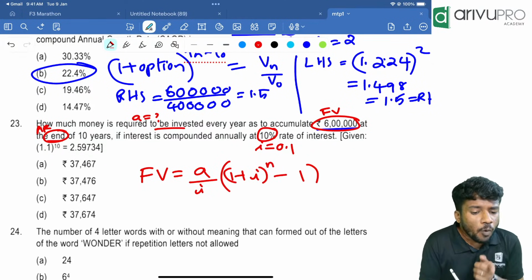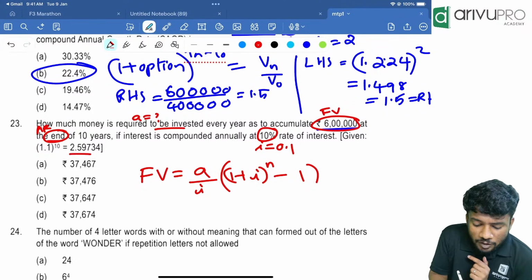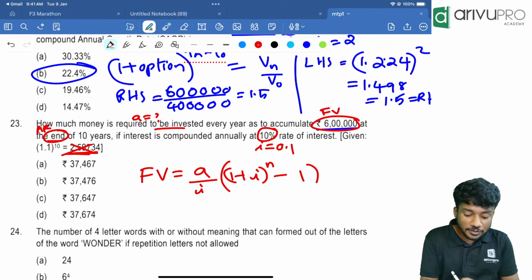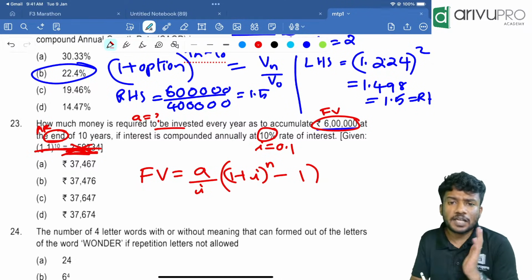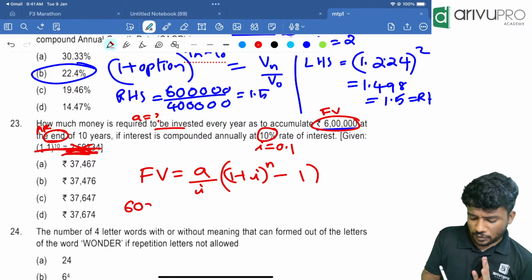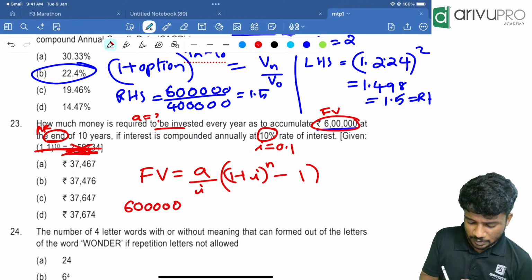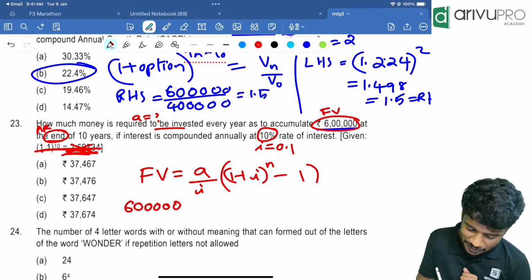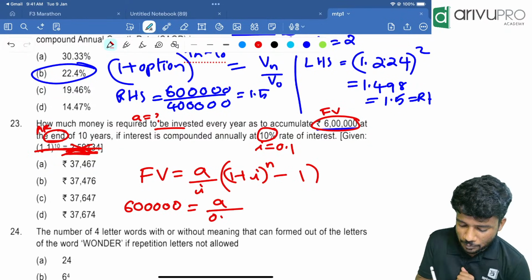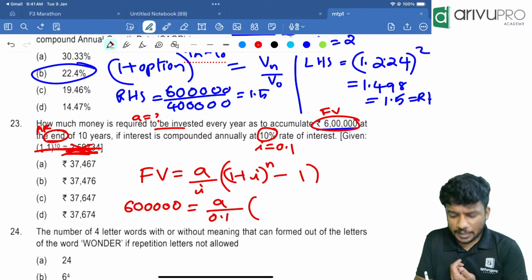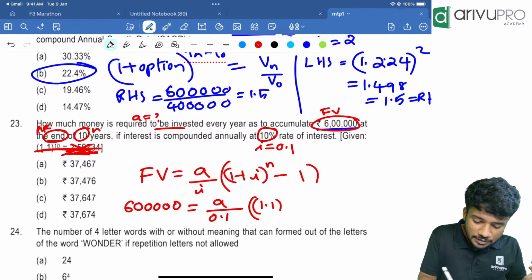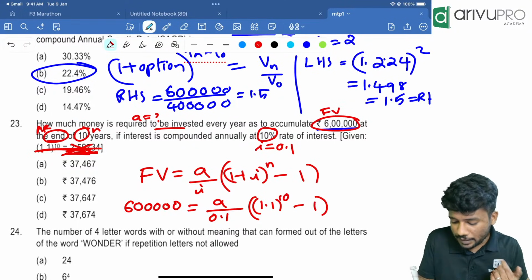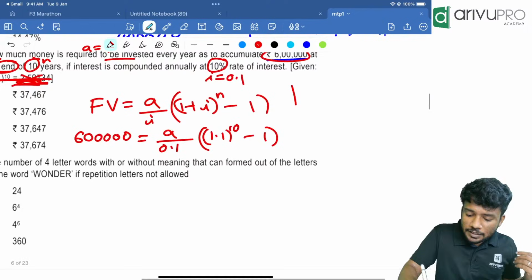So there is a small mistake in the given value. If you use the given value, you will not get the right answer. So we are going to ignore that and find the value. Future value, that is 6 lakh. How many zeros does a lakh have? 5 zeros. So 6 lakh is equal to A by I, that is 0.1, into 1 plus I, that is 1.1, the whole power n, how many years, n is equal to 10, that means 10 minus 1. Now just use the calculator, get me the answer.